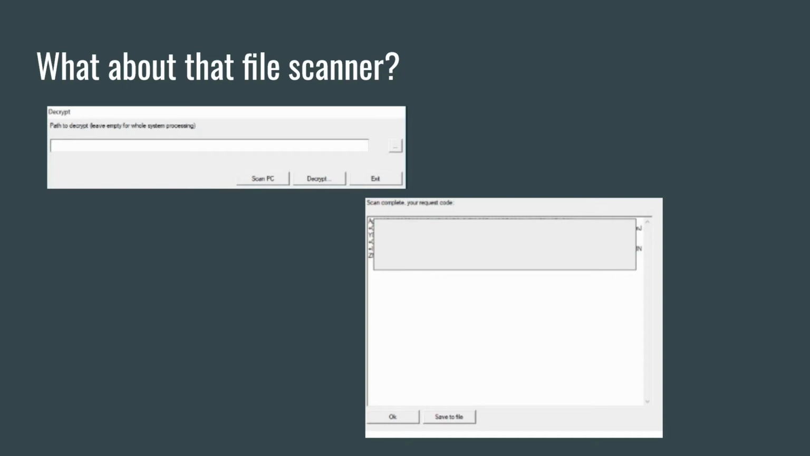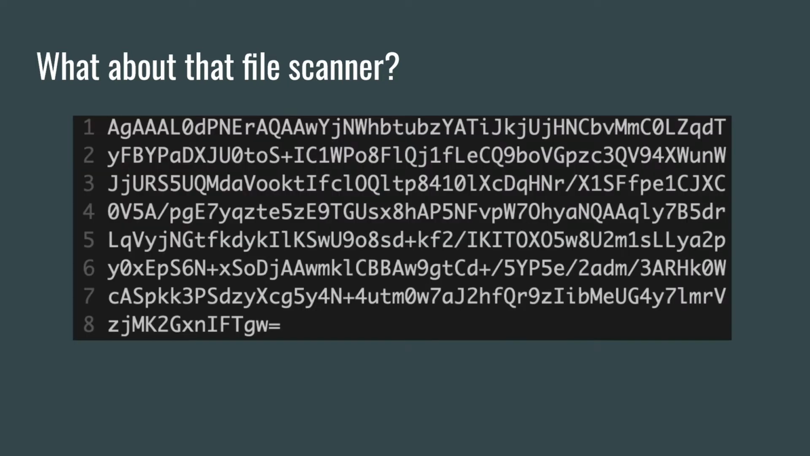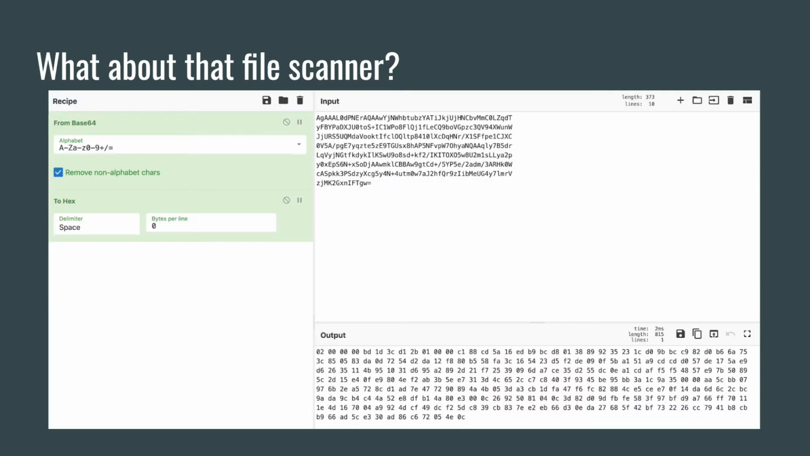So now we're going to start looking at the file scanner, because looking at the files by themselves is totally not useful. Again, not static analysis here. We're going to look at the output: click scan PC, see what the output is. And this is a sample output of the file scanner. Again, some of you are going to recognize this, hopefully: base64. It's just encoded data.